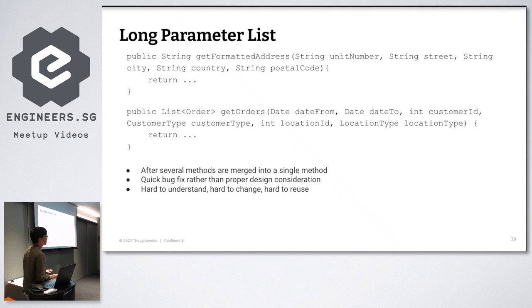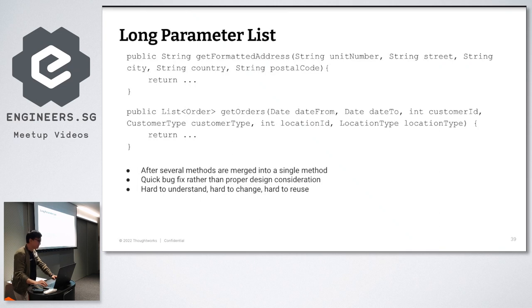One good rule of thumb is, if we need more than three parameters, we need to ask, do we need all those parameters for this method's implementation? If yes, we probably have a long method, and we have to consider how we can refactor it. Also, this kind of long parameter list method is very hard to understand, hard to change, and even hard to reuse. People will be afraid to call this method from somewhere else, even if they just want to get the formatted address or get the order, because we don't know why we need so many parameters in the first place.